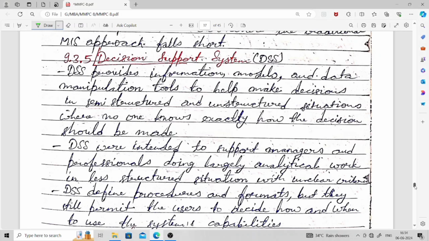Clear? So DSS provides information, that is the first thing. Then it provides the models also, and then data manipulation tools also, to help make decisions. And the decision here is generally made in case of semi-structured and unstructured situations. It means we use the DSS in semi-structured or unstructured situations where no one knows exactly how the decisions should be made.